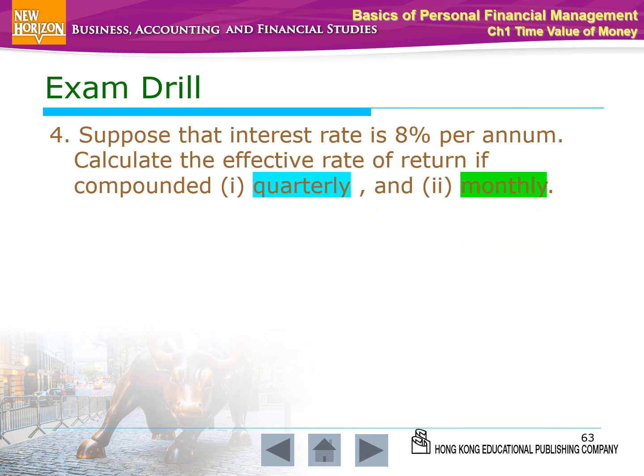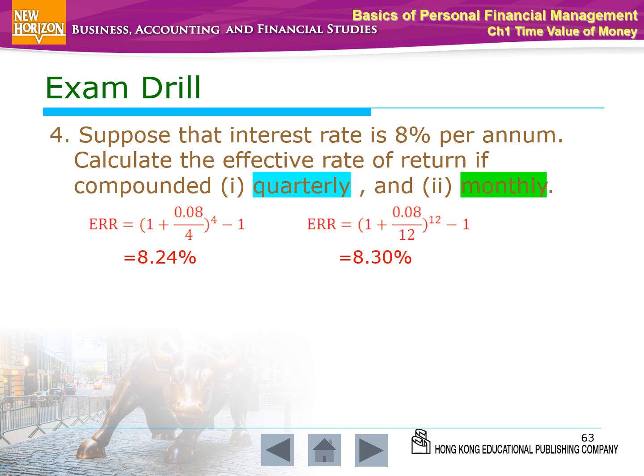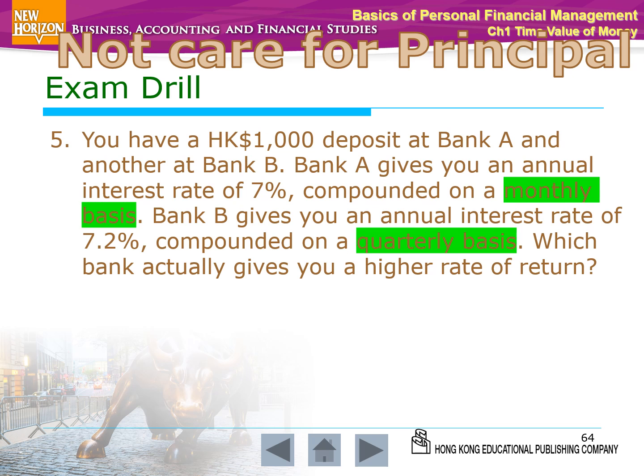Okay, let us look at this example. Let's suppose the interest rate is 8% per annum. Calculate the effective rate of return if compounded quarterly and monthly. Very simple. 8% means 0.08 divided by 4. Quarterly means 4. Power 4 minus 1 is equal to 8.24%. For monthly, divided by 12, the power 12 minus 1. The answer is 8.3%.